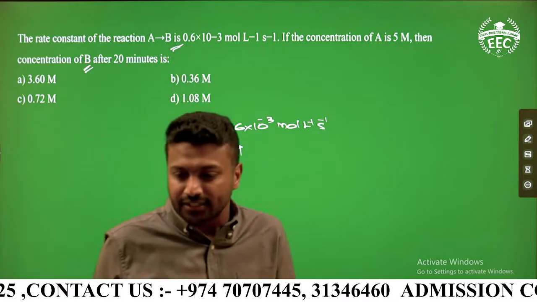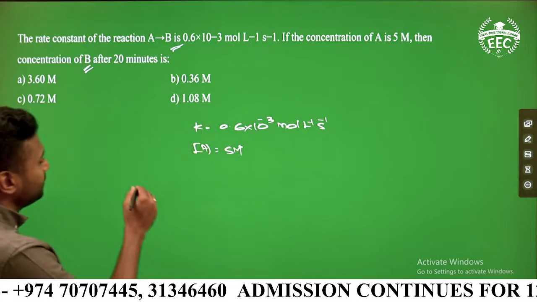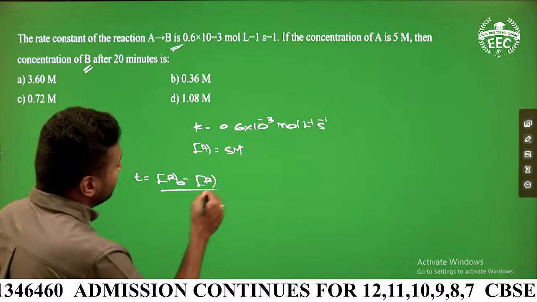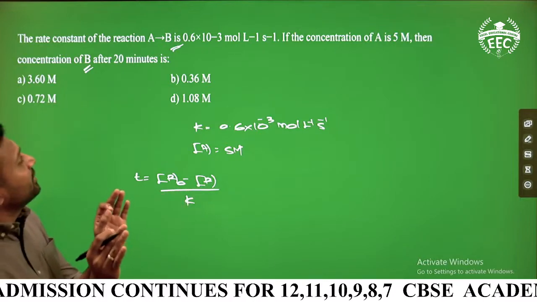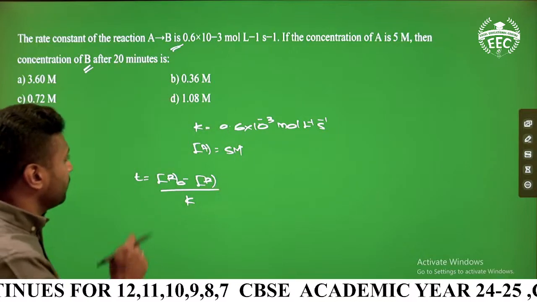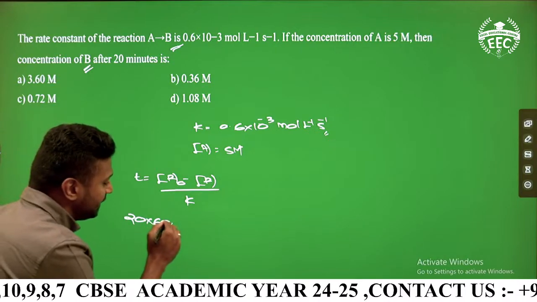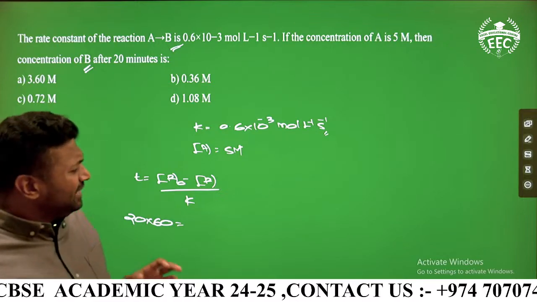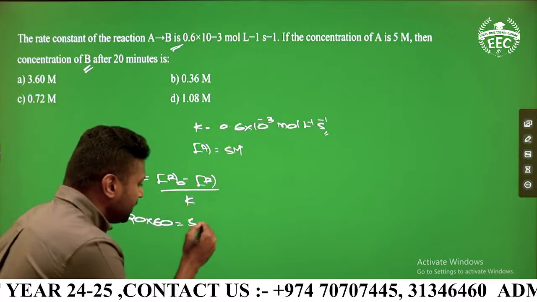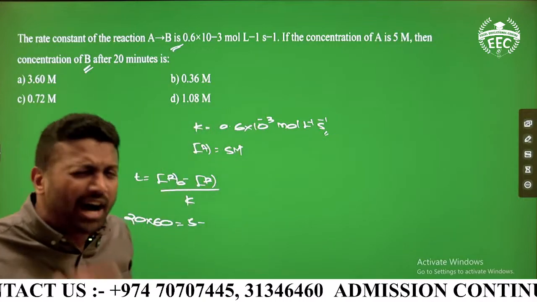It's a zero order reaction. Since it's a zero order reaction, the integrated rate equation will be time t is equal to R0 minus R divided by K. What we require is the concentration of reactant after 20 minutes. Time is given as 20 minutes, so convert to seconds by multiplying by 60. So 20 into 60 is equal to R0, the initial concentration, 5 molar, minus R, the concentration of the remaining reactant. Let's find R first.